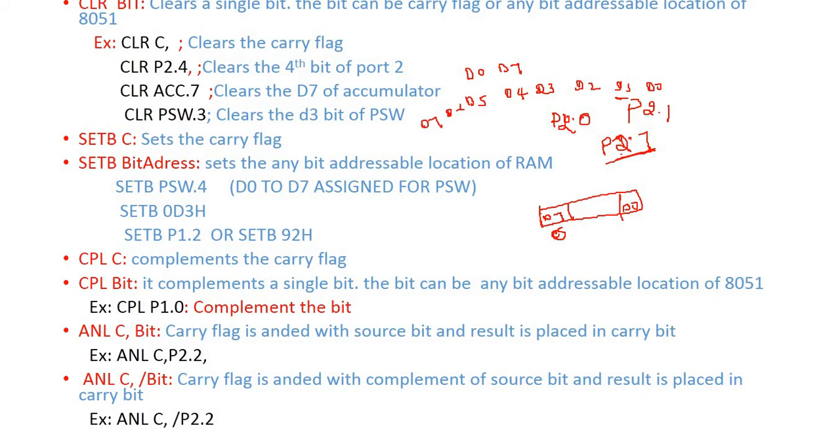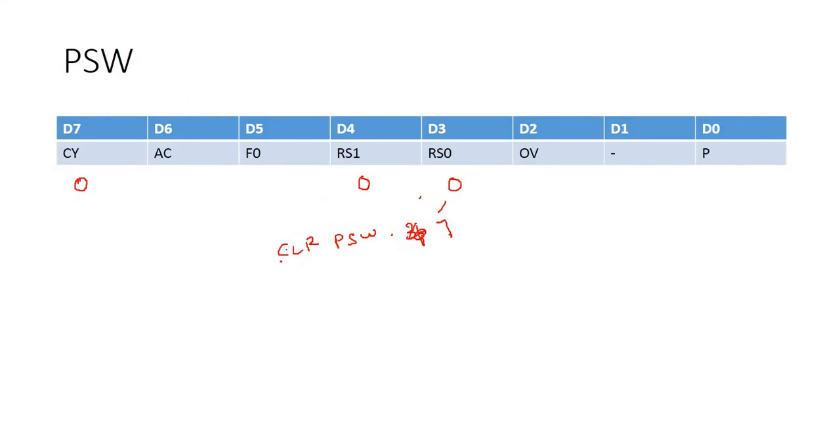Right. And next similarly we have SETB, set bit. So this is just the opposite function of the clear instruction. What it does is set the carry bit, or we can use those instructions to set any bit addressable location of the RAM. Okay. In the same way, I have written here SETB PSW.4, which means the processor will set the RS1 as 1.